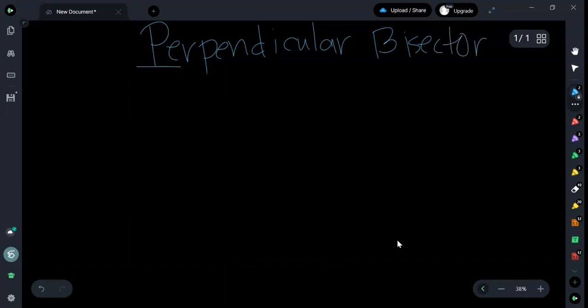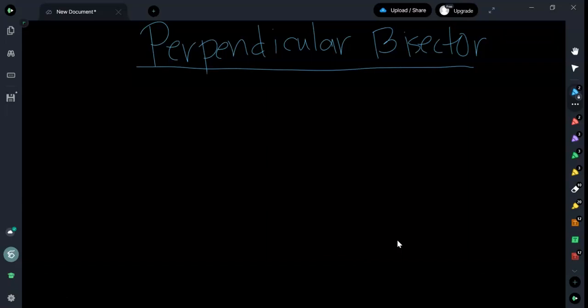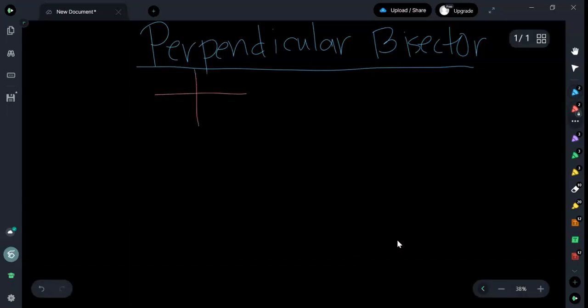Well, a perpendicular bisector is a segment, ray, or line that bisects a segment at a 90-degree angle at its midpoint. If you remember what perpendicular means, it means we have two lines, rays, or segments that intersect at a 90-degree angle. So we've got the perpendicular element here, the 90-degree angle. Then we have the bisector element.